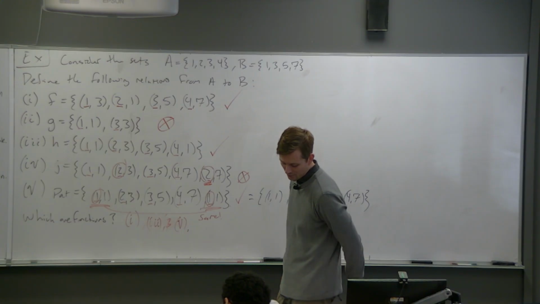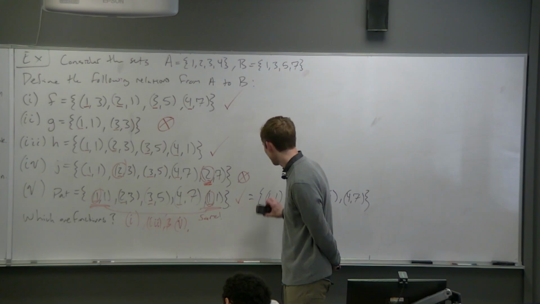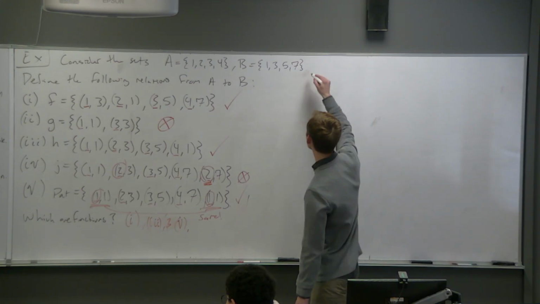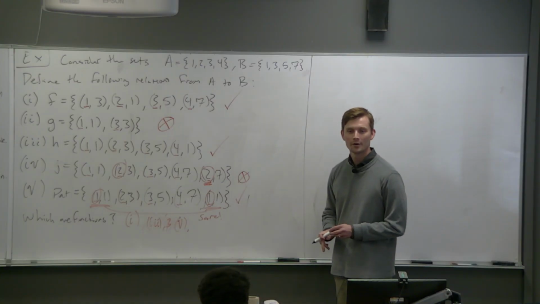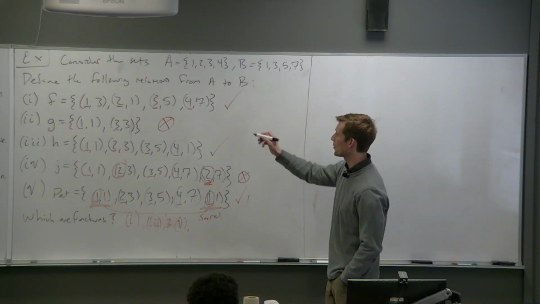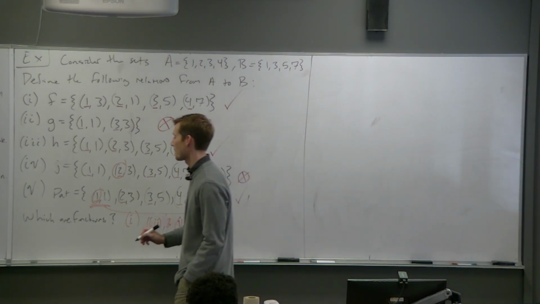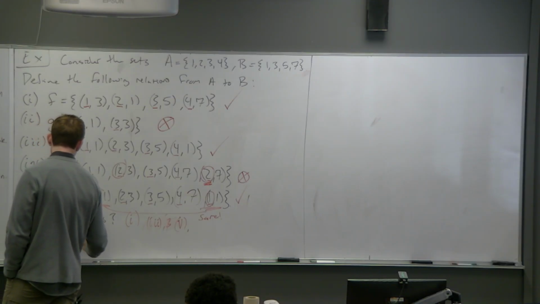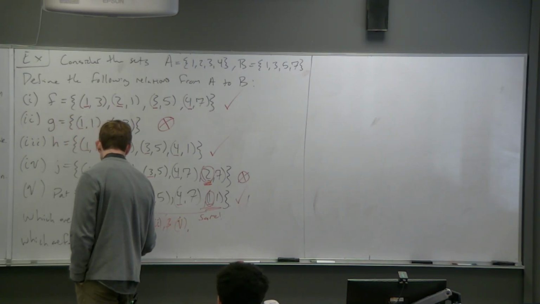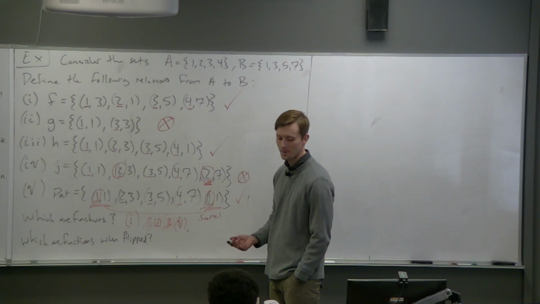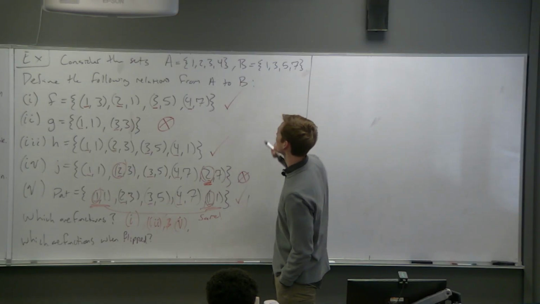All right. Now, if we look at these guys, and we say, hey, which ones of them do we get functions from by reversing the arrows? Well, let's just flip the ordered pairs around. If I flip the ordered pairs around, which ones are functions when you flip them? Let's go through it and find out. All right, so in B, I've got 1, 3, 5, and 7.